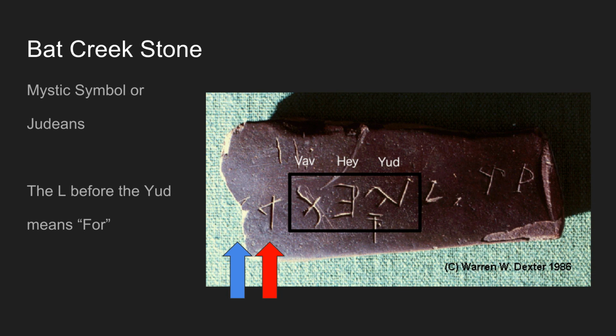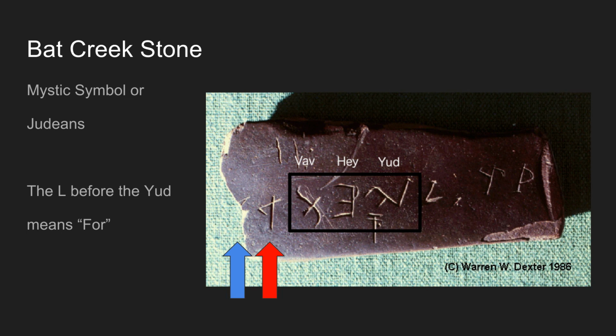I mentioned earlier the Back Creek Stone. You notice that to the right of the black box is the Lamed, which means for. Then you can have Yod He Vav. The question really comes down to the symbol which is after Yod He Vav. It's either a Tav or a Dalet. I'm not sure. It's kind of in between. And then another letter after it.